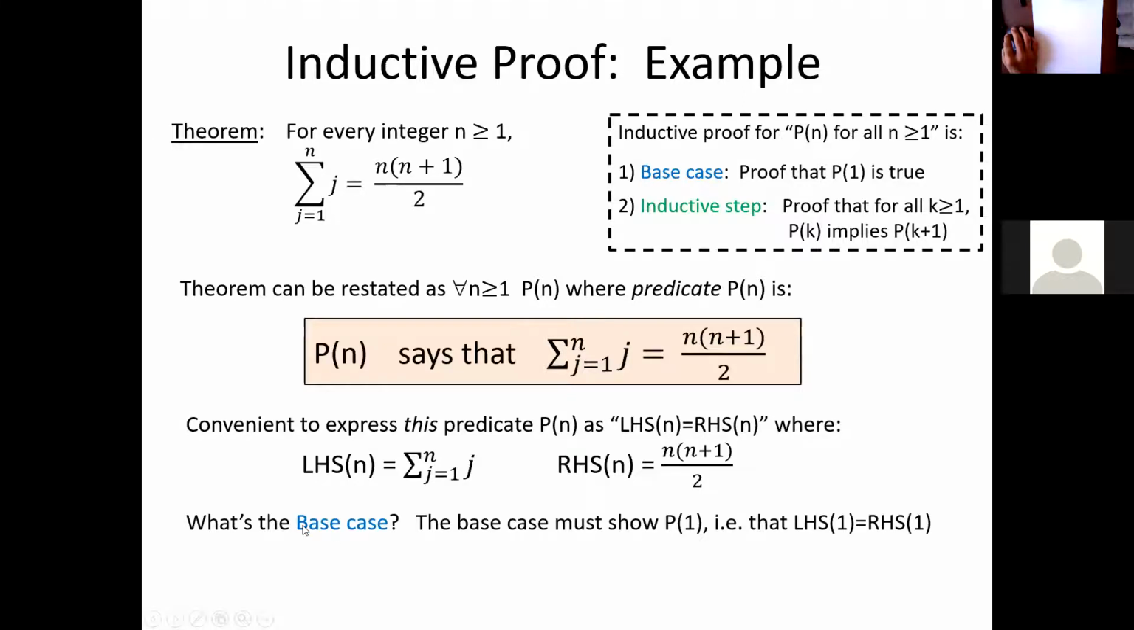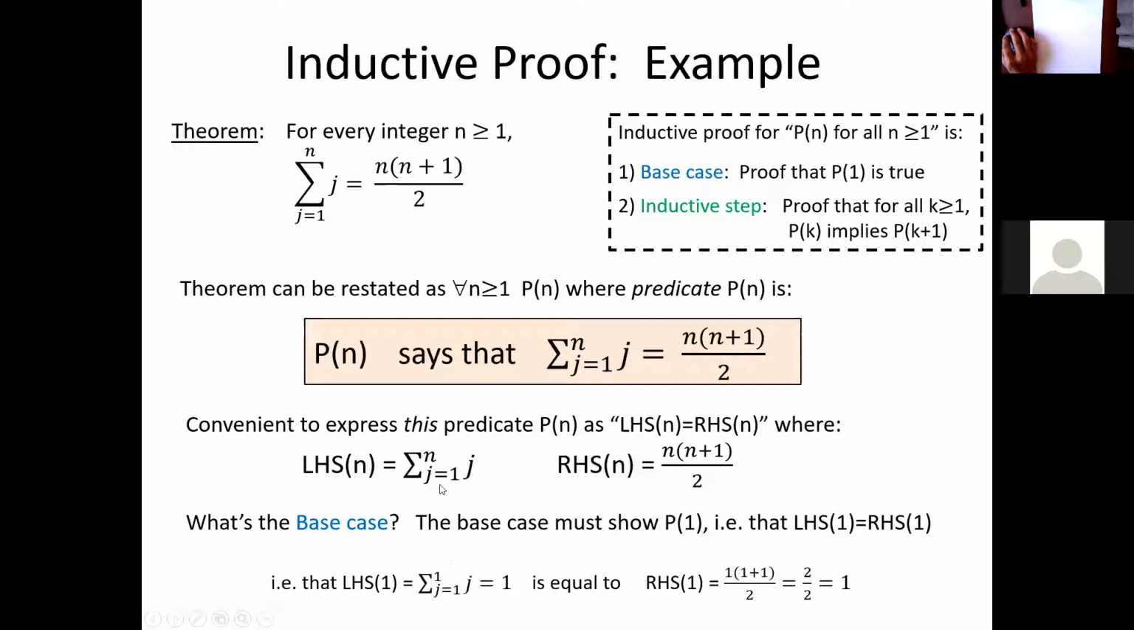So what's the base case? Well, the base case is this predicate instantiated with n equal 1. In other words, that this summation formula up to 1 is the same as this closed formula inserted with n equal 1.